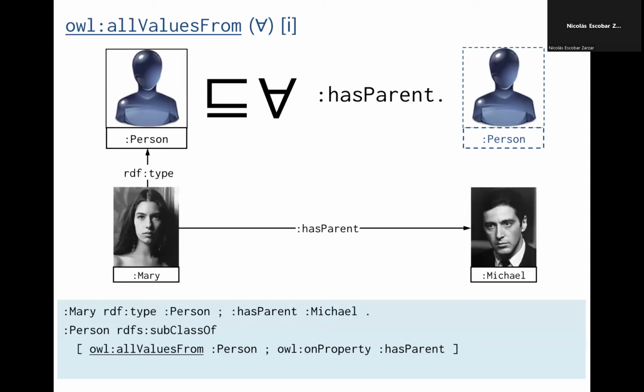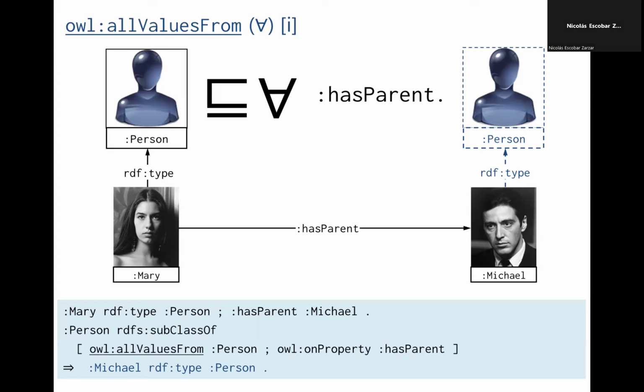Okay. So if we have Mary is a person and Mary has parent Michael, what can we infer about Michael? Michael is a person. Exactly. So we have Mary type person. Mary has parent Michael. If we know that the parents of all persons are persons, then it means that Michael must be a person too. So we see the definitions here. We have person subclass, and then we have our class definition using a blank node: all values from person on property has parent. So this is all values from.